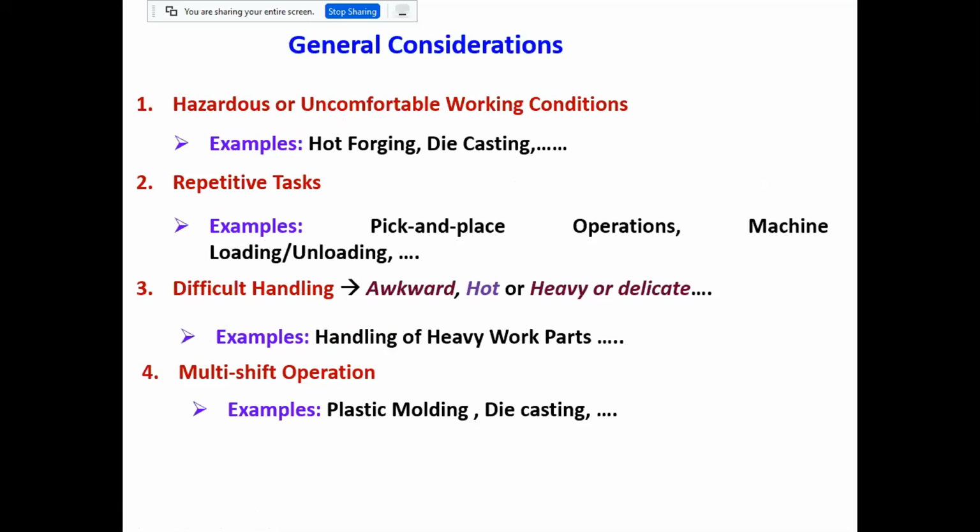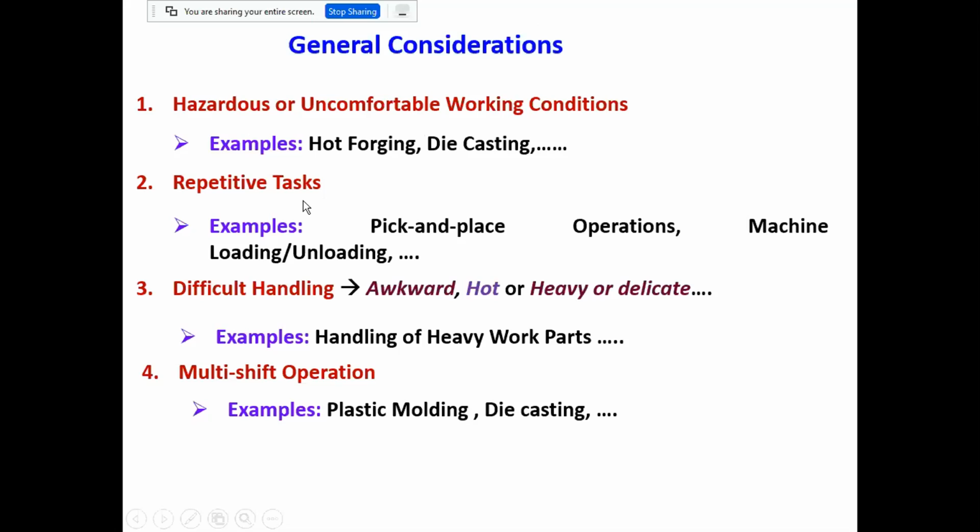Now, when we use these robots, we see there are many working conditions in the factory layout. Use for these cases only. Beyond this, you can't use it. For example, you will see the working layouts are hazardous or uncomfortable working conditions. For example, job situations where there are potential dangers or health hazards due to heat, radiation, toxicity, where the working place is uncomfortable and unpleasant. For example, in hot forging and die casting, it is very uncomfortable and unpleasant. In such cases you have to use robots wherever the human hazards are more.